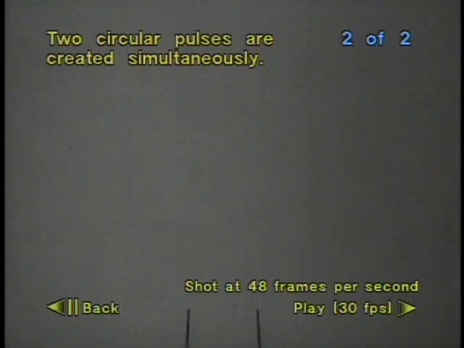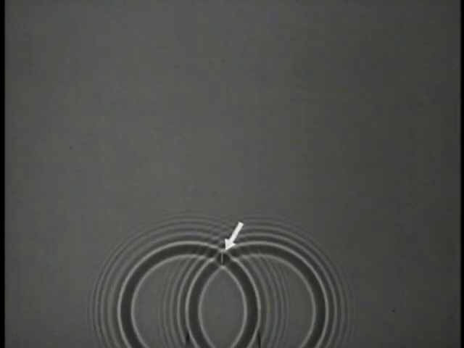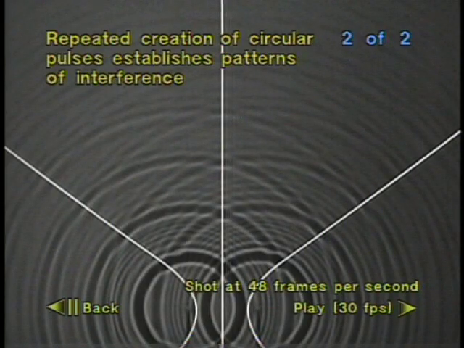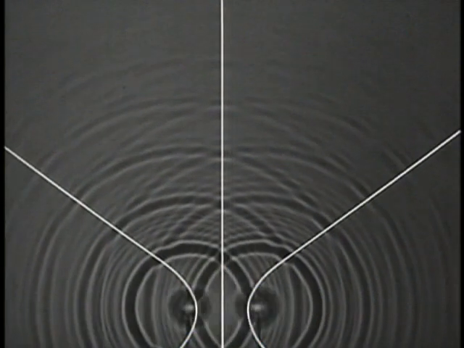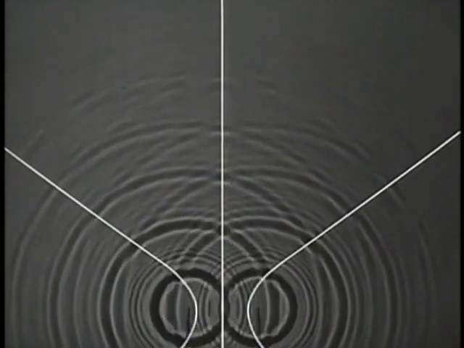The double crest moves along a perpendicular bisector. Adding two pulses. The motion of the double crest is shown. Double crests moving.